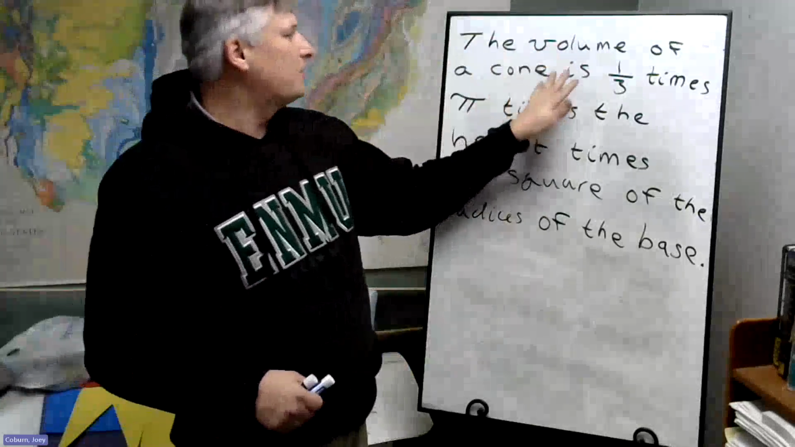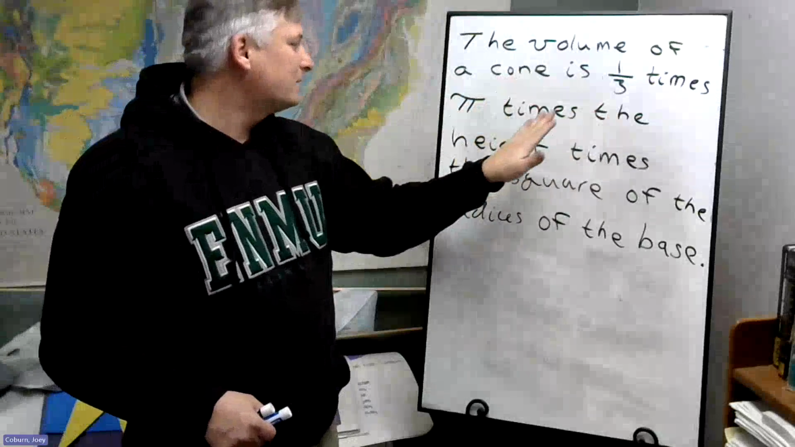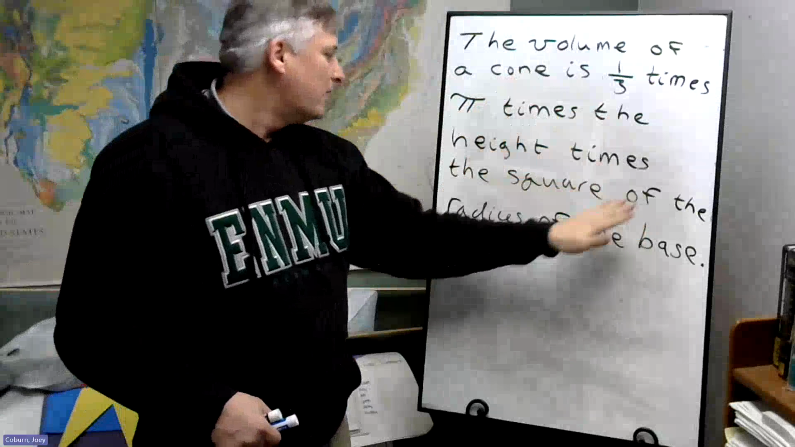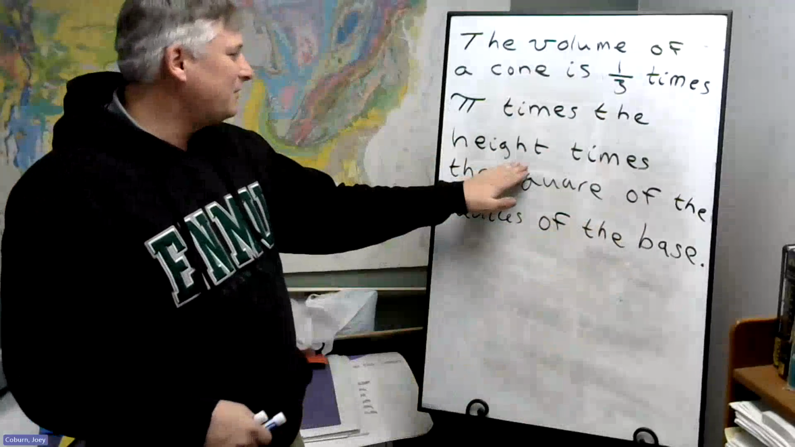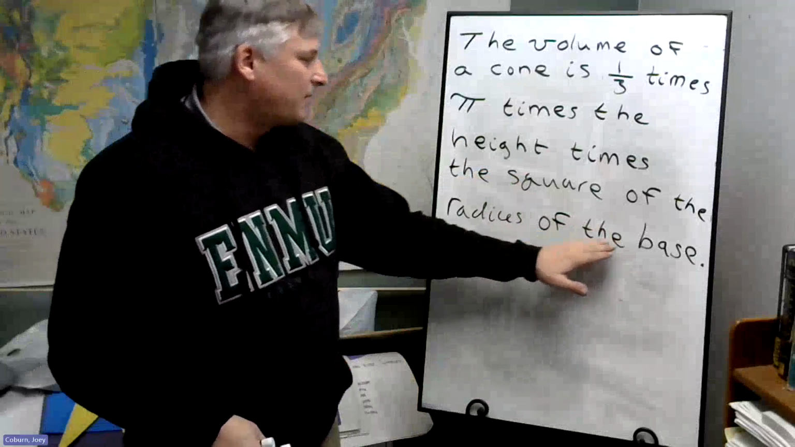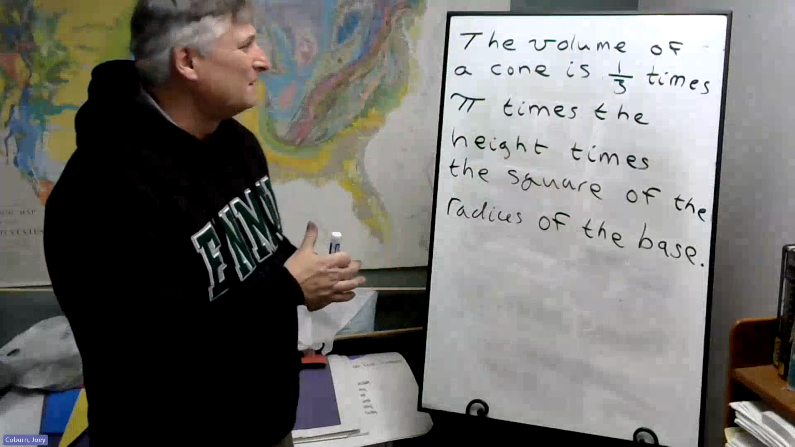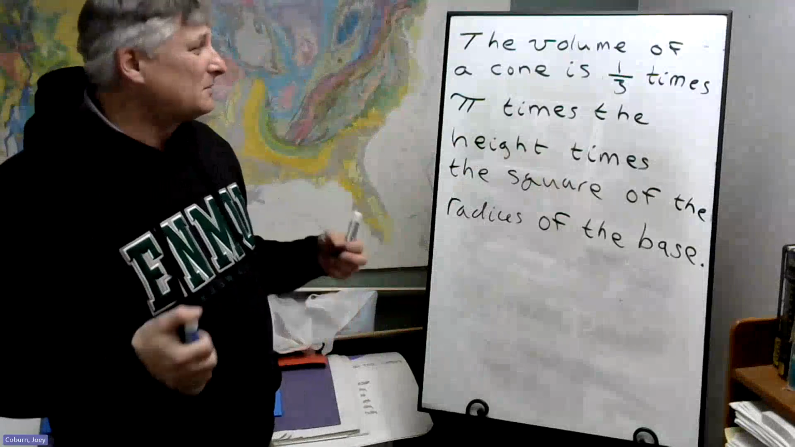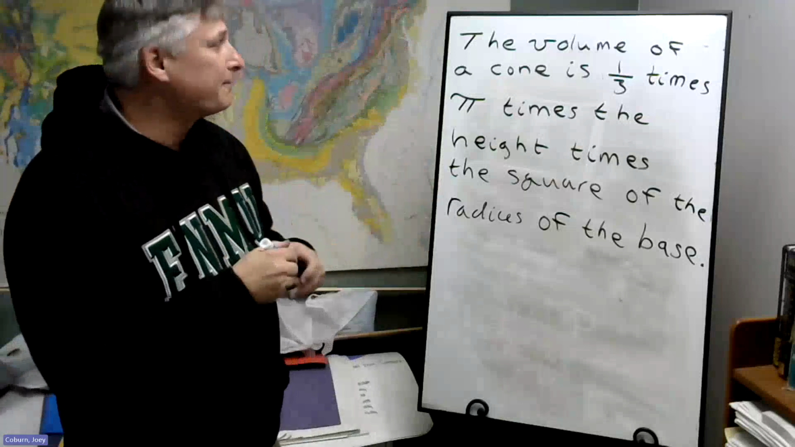So the volume of the cone is 1/3 times pi times the height times the square of the radius of the base. And we're all talking about the cone. This would be the height of the cone, and the radius of the base of the cone. Let's simplify this down. Let's try to discover the elements we're using math on.